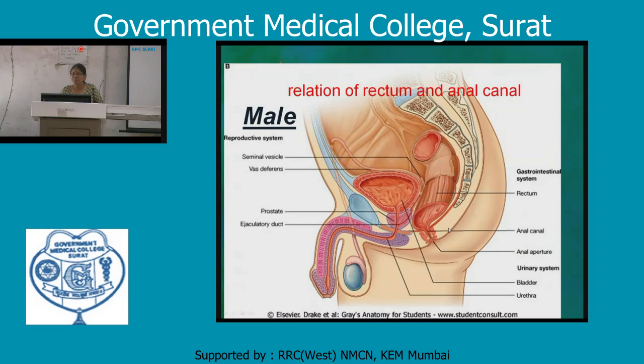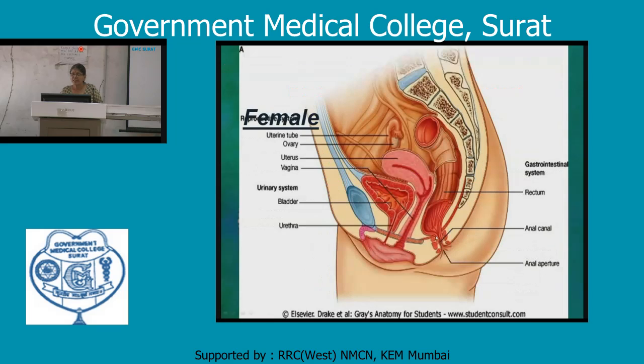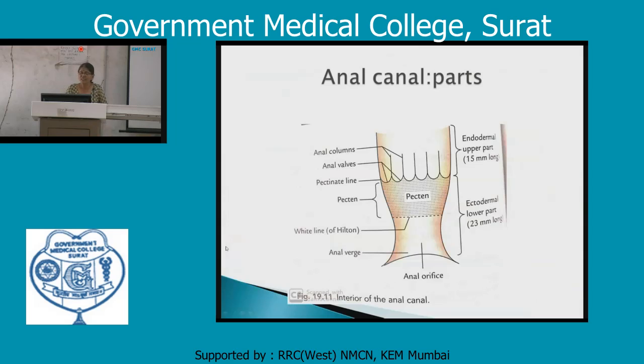In female, in the anterior relation of the anal canal, there is the perineal body, both in male and female, and anteriorly the lowermost part of the vagina is related to the anal canal. Posteriorly there is the tip of the coccyx and the anococcygeal ligament. Now, on either side, as I told you, there are the ischioanal space or ischiorectal fossa. We have already seen the anal canal.